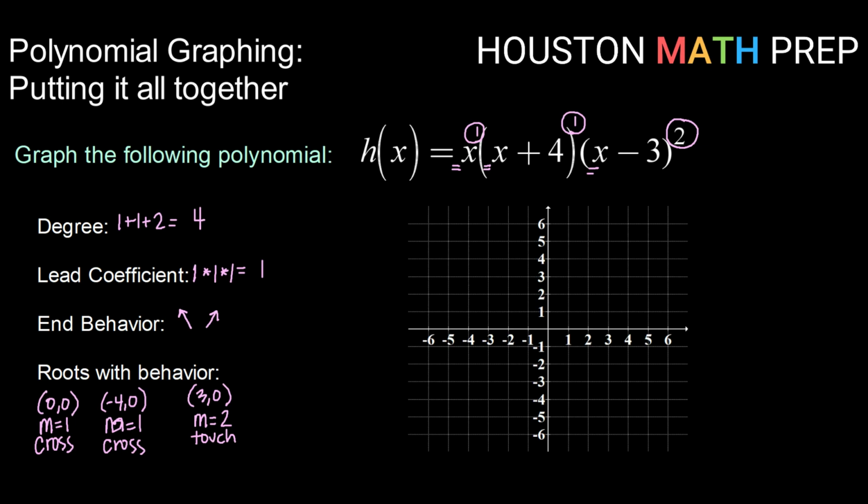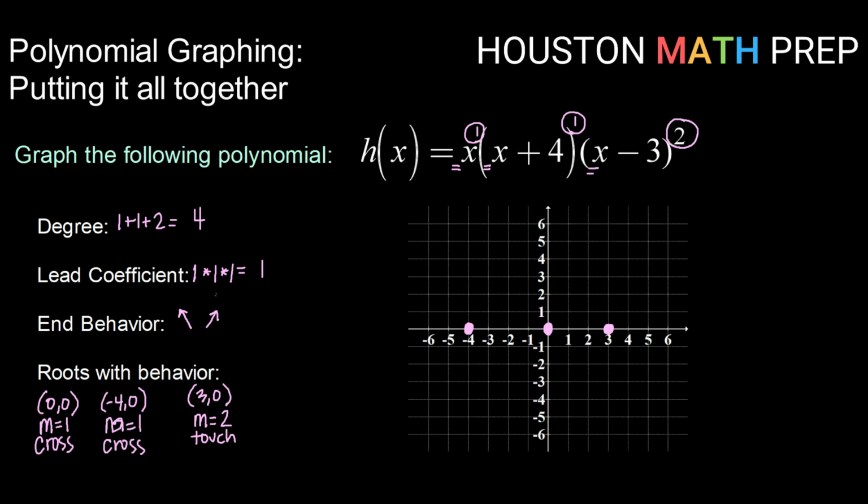Okay. So once I have all this information gathered, it's time to put that on a graph. The first thing that I want to graph is I'm going to graph each one of my roots. So I'm just going to go ahead and put a dot on the x-axis at those locations. So first I have a root at (0, 0). I also have a root at (-4, 0). And my last root that I found was at (3, 0). So go ahead and graph each one of your roots onto your graph.